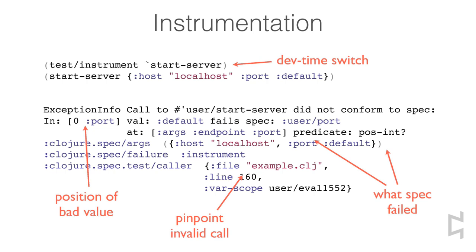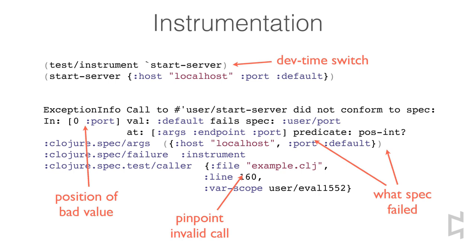I'm going to be told at position 0 port, the value default fails to be a port. It fails because it's not a positive int. The arguments to the function that were called were host localhost port default, so I have the full original context of where the problem went wrong. The failure happened in instrument, so we'll see that there's other test features later that have other sources of failure. And the problem caller is this file, this line number, inside the scope of this var.